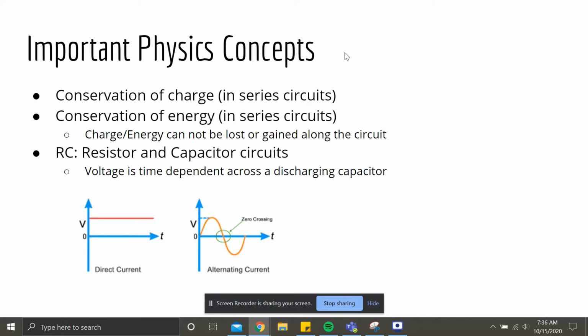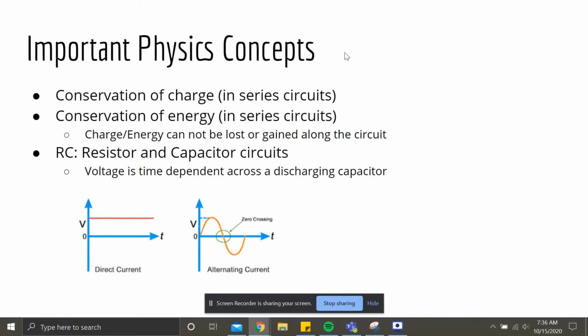Some of the important physics concepts covered in this lab were conservation of charge and energy in series circuits. These conservation rules say that the charge passing through any point of the circuit at a given moment must pass through any other point during that same time interval. This is conservation because if it were not true, that would mean that a charge would be lost or gained somewhere in the circuit.